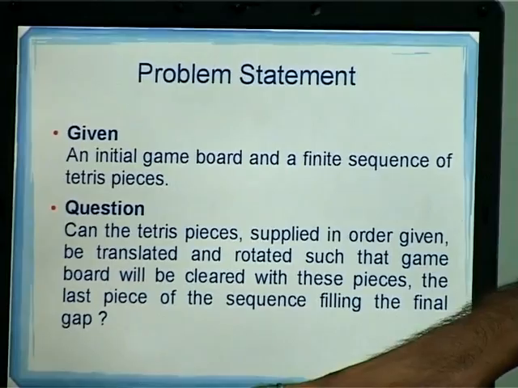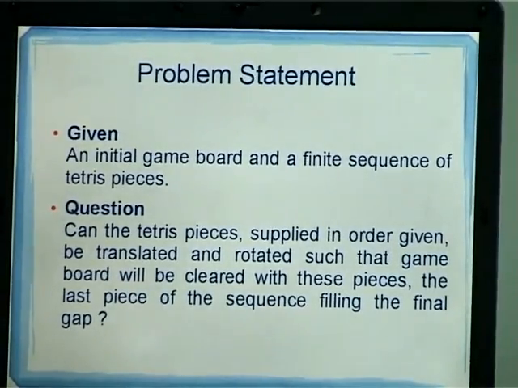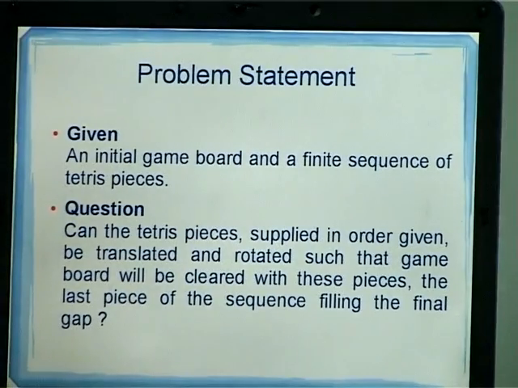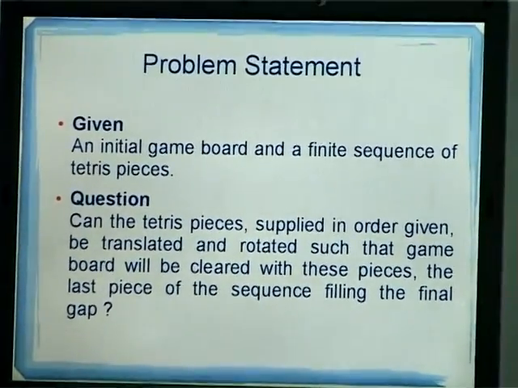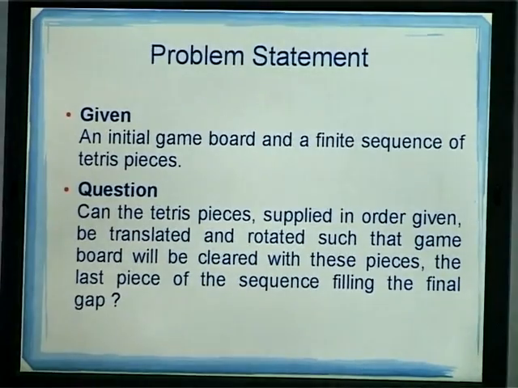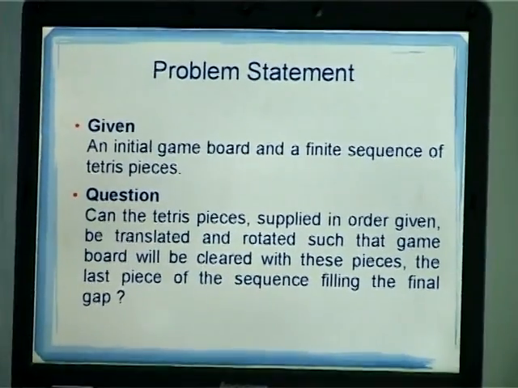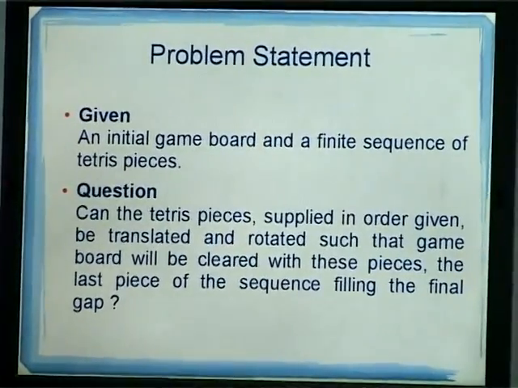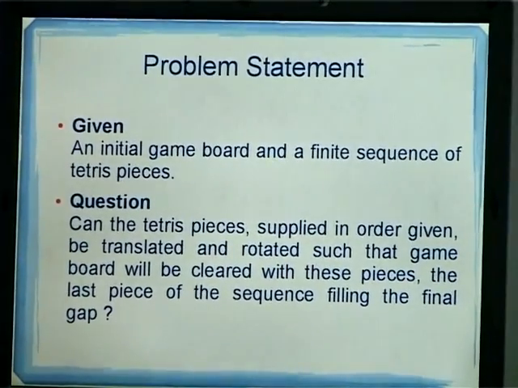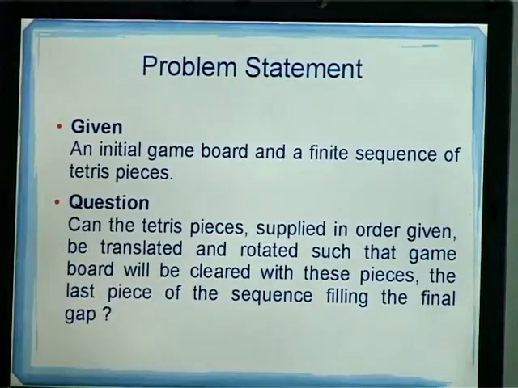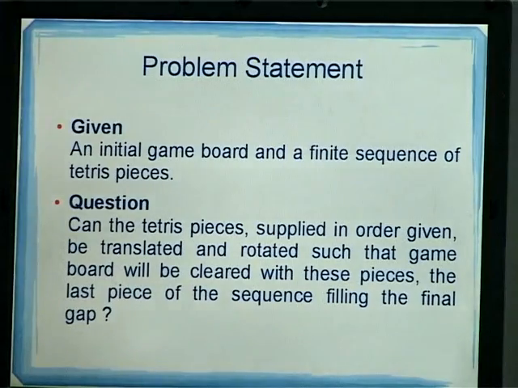I want to know how the input is given to this problem. The input would be, let's say, some initial pieces which were already there on the board. Where are they on the board? Let's say this is the board. Then let's say there were some pieces already lying on the board. So can you touch the bottom? Yeah, let's say this was the initial board. How do you represent this? How do I represent this?